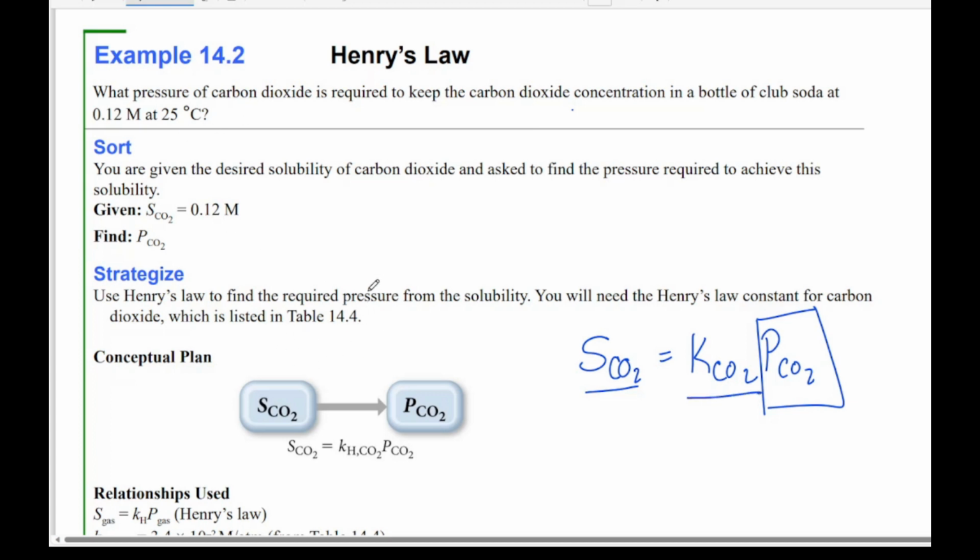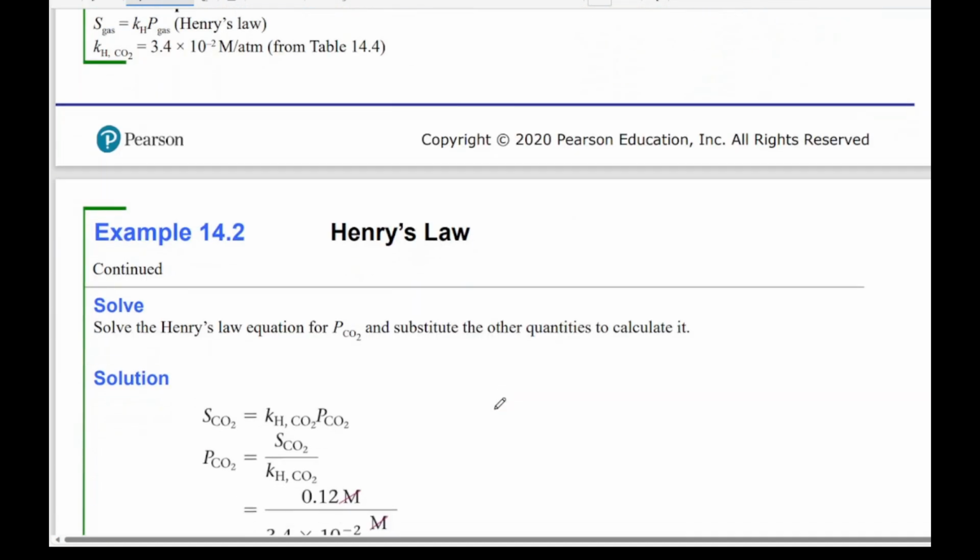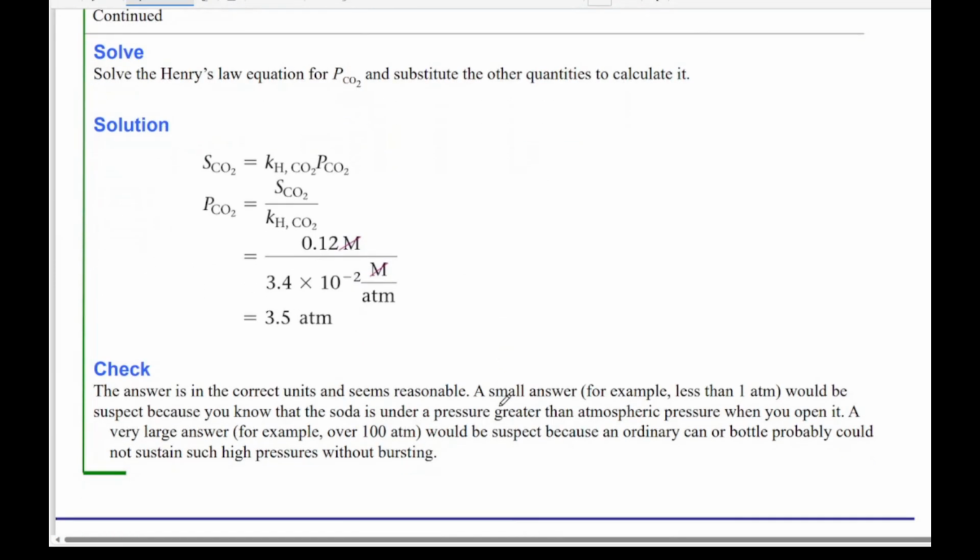So we look at table 14.4 in the Tro book and we find the Henry's law constant for CO2 to be 3.4 times 10 to the minus 2 molar per atmosphere. We were given the solubility of the gas at 0.12 molar. So next we just solve for the partial pressure of CO2.